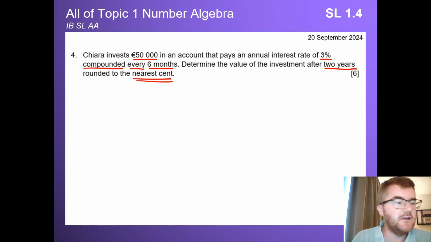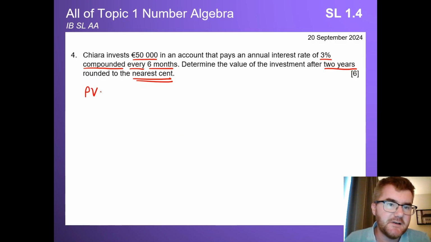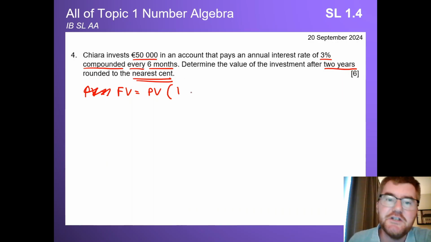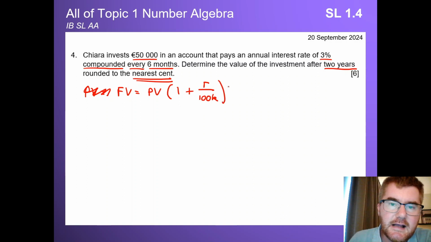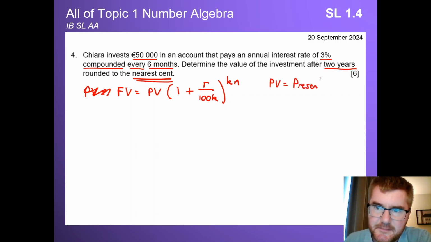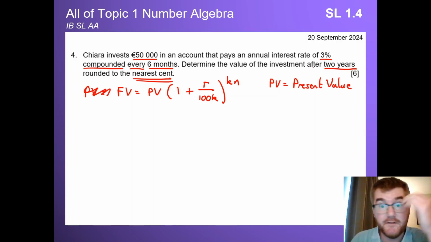So you need to know the following formula. Final value is equal to present value multiplied by 1 plus r over 100k to the power of kn. This is where the formula changes from, say, IGCSE. Now, what do all these things stand for? So PV is the present value, so what it currently is. Let's write this down quickly. If you know this already, skip on in the video.